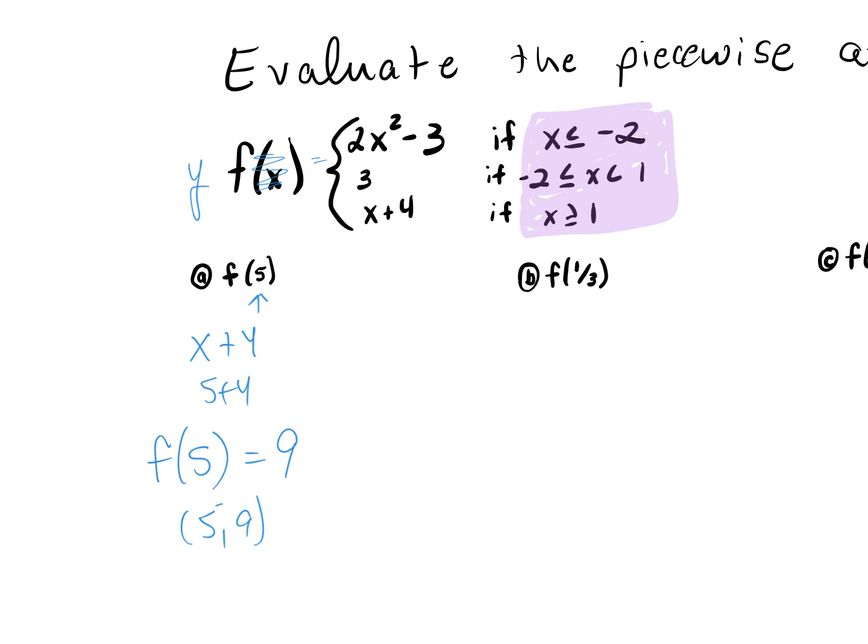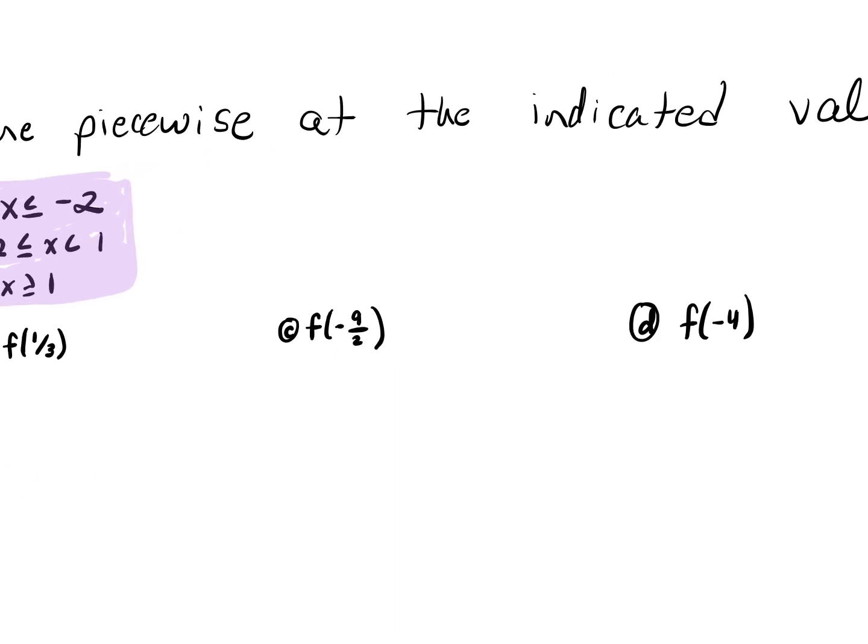All right, skip B. We'll do that in a second. I used this expression because it falls into the parameters that x is greater than or equal to 1. Look at C. First of all, you guys are like, oh, it's a fraction. Let's figure out how big negative 9 over 2 is. What is that number? It's between what? Negative 4 and negative 5. Okay, so it's negative 4.5, just for your mind.